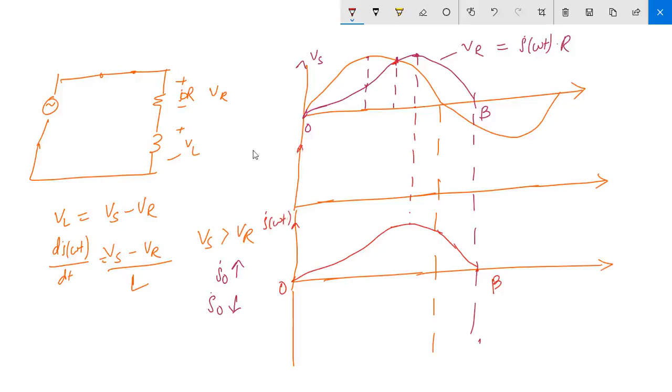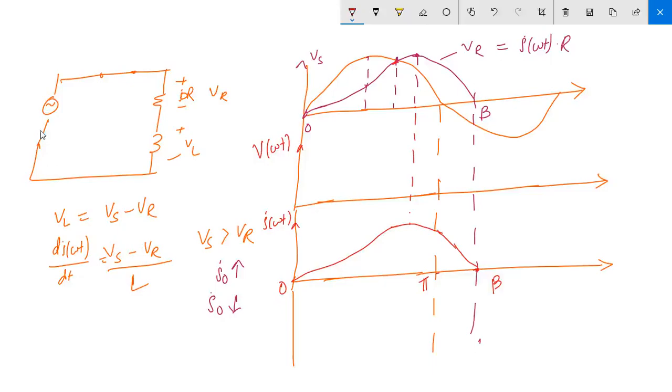What about V of omega t? Again, V of omega t will be similar to your diode, but because the current has delayed the conduction, the current will be flowing till here. If you see from pi to beta, there will be current flowing.